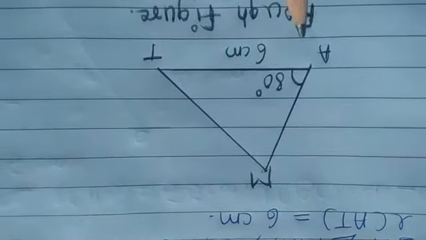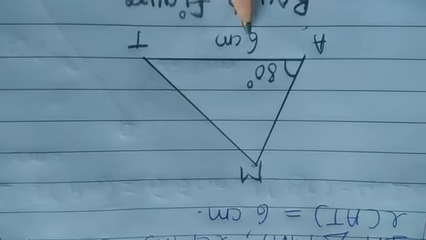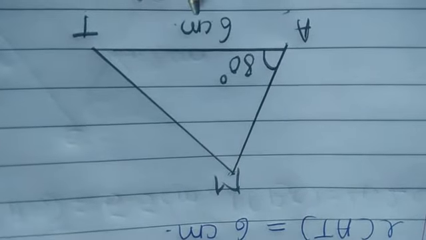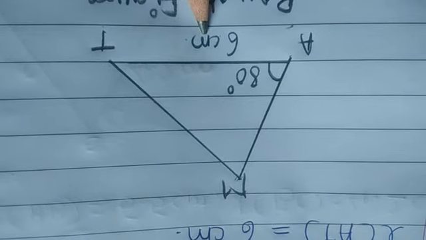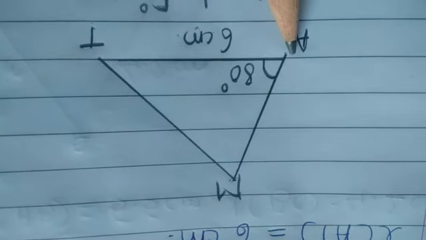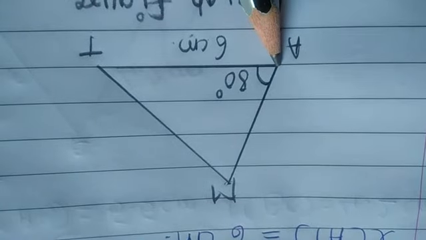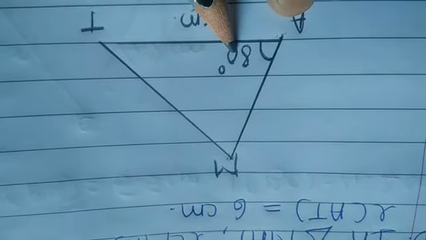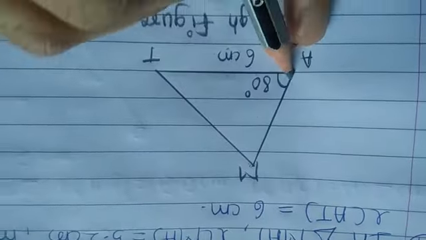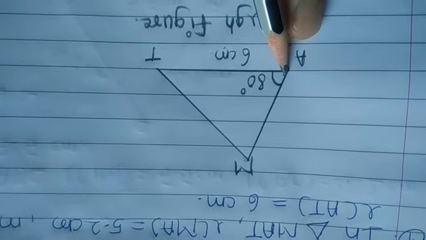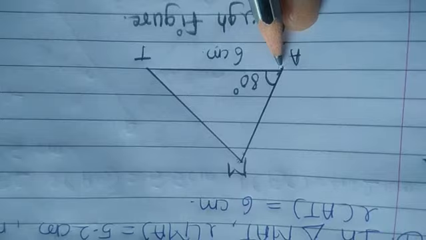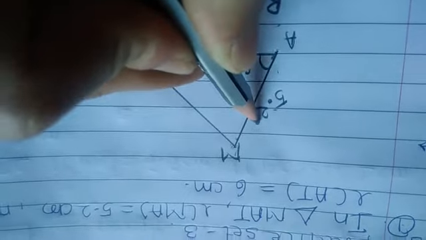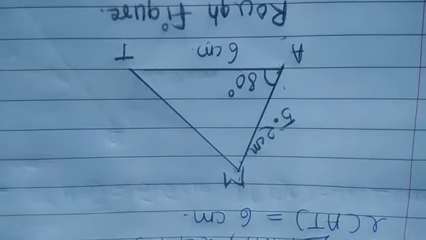So here AT is taken as the base, 6 centimeter. First of all we have to draw AT by scale, of 6 centimeter. Then with the help of protractor take the measure of angle A as 80 degree. Then we have to draw a ray at 80 degree, and then we have to draw the third side, that is MA, of 5.2 centimeter. So let us see how to draw the figure.